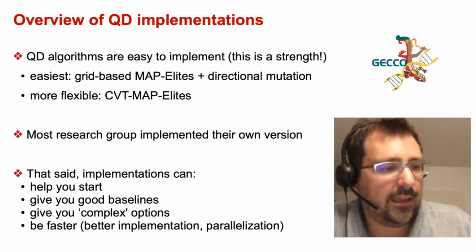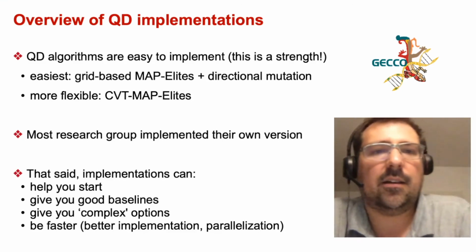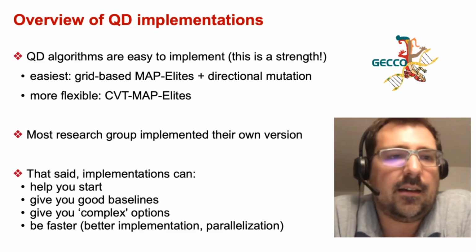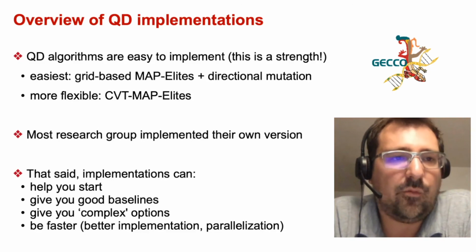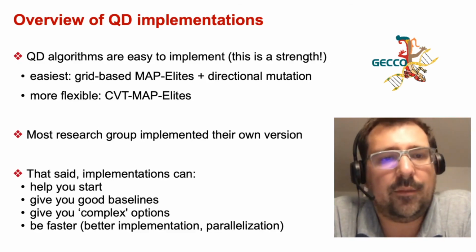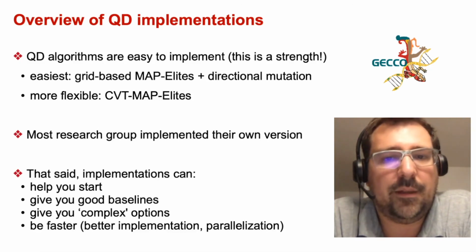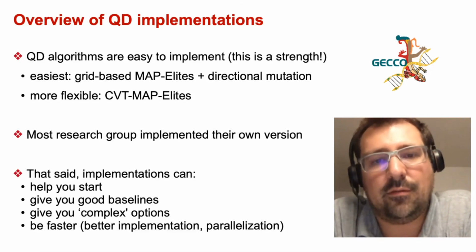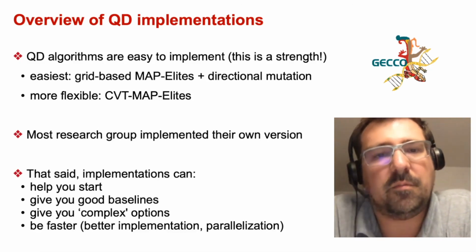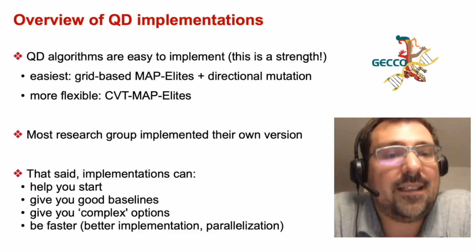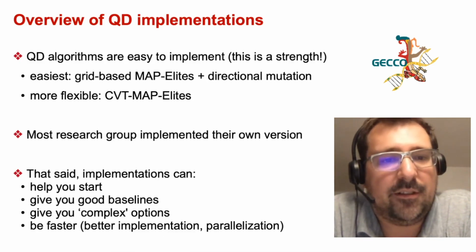Before concluding, I want to describe quickly a few quality diversity implementations. One of the strengths of current quality diversity algorithms is that they are easy to implement. The easiest to implement is a grid-based MAP-Elites. I would advise you to use directional mutation because it really improves things in just one line of code. The most flexible one, the one I advise you to implement, is CVT MAP-Elites.